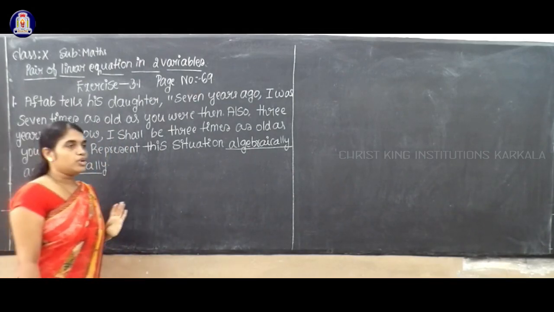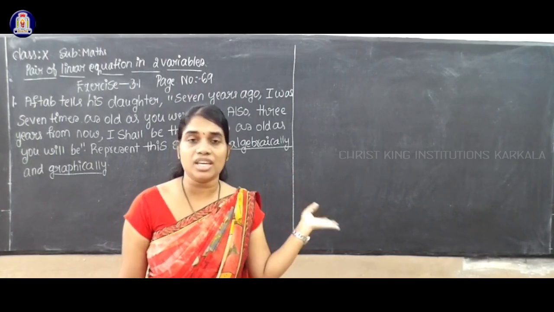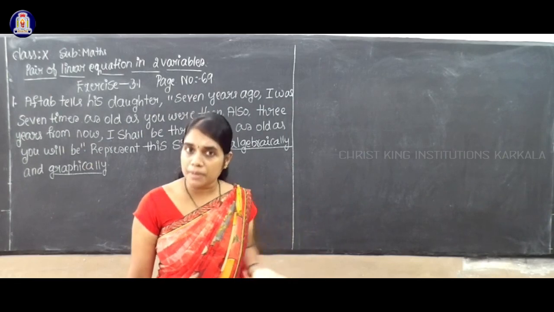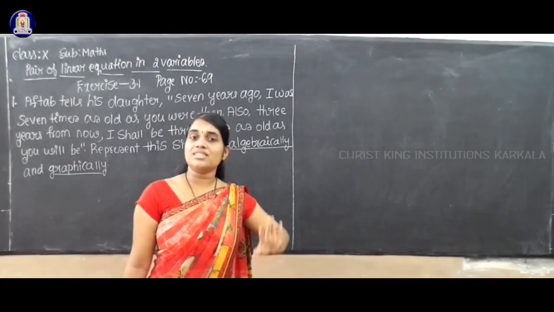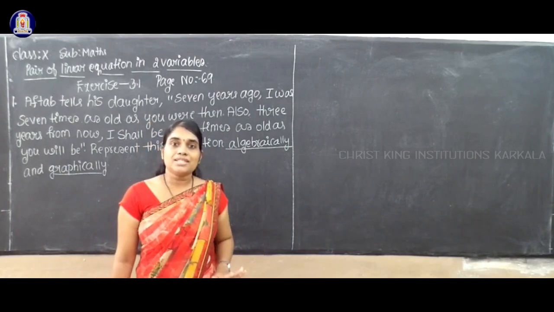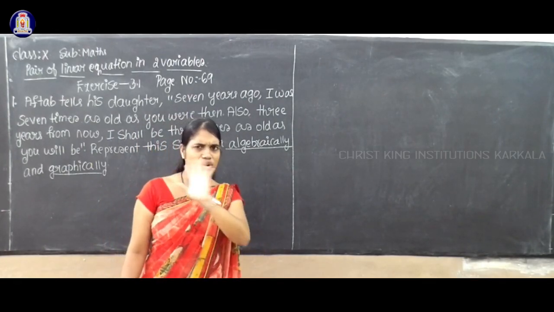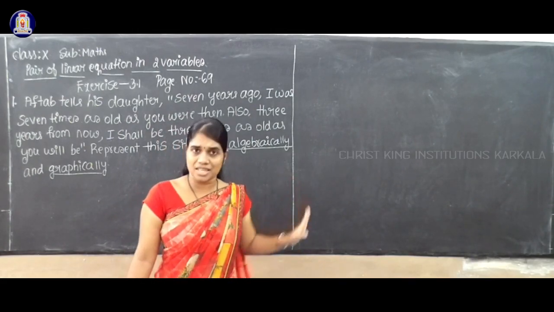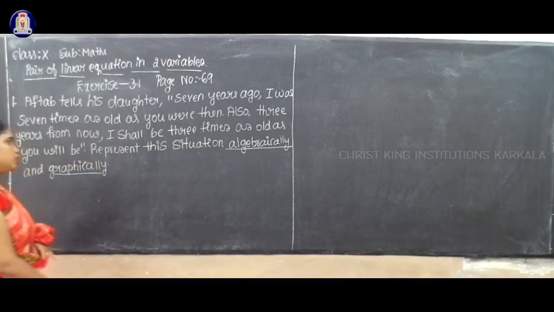See students, actually in this question they did not ask to find out their present age, graphically or algebraically. They just asked to represent the situation algebraically and graphically. No need to find their present age. So, solution.